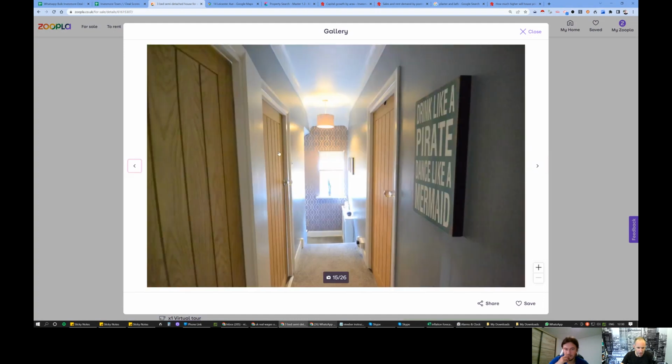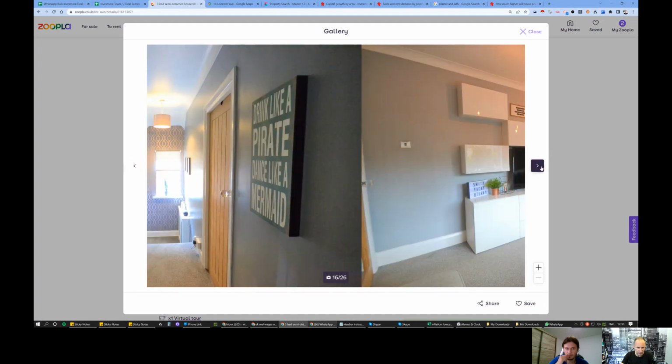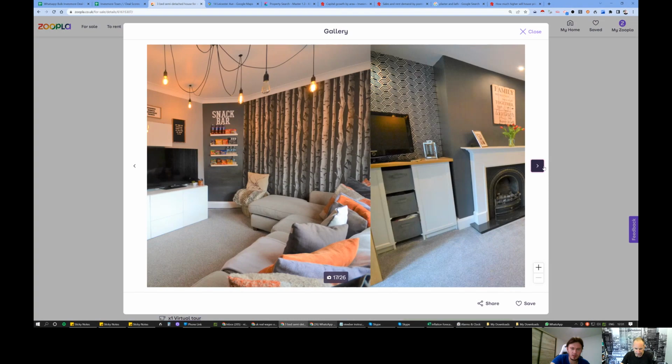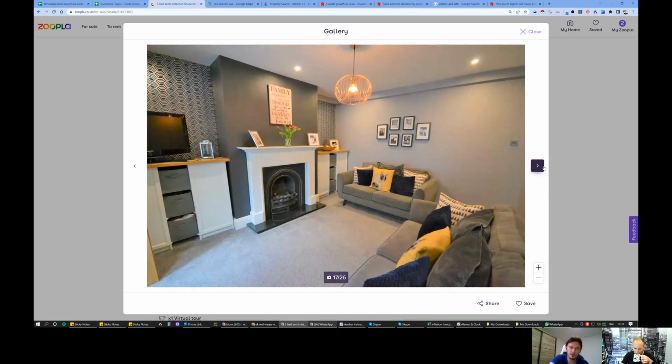Now, for example, the doors are solid wood panel doors. They're really nice. And that's like £250 a door. It adds up quickly. It's just very well done. One of the bedrooms is this. It's not a living room. This is the living room. It's very nicely done.